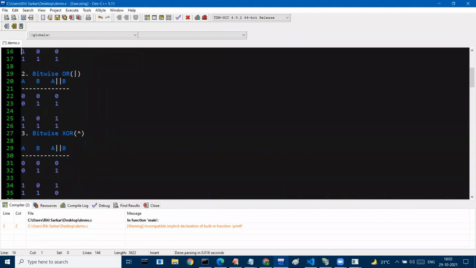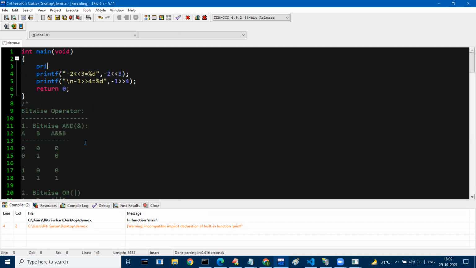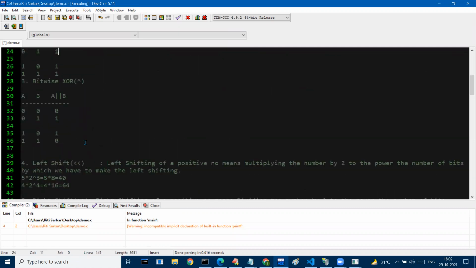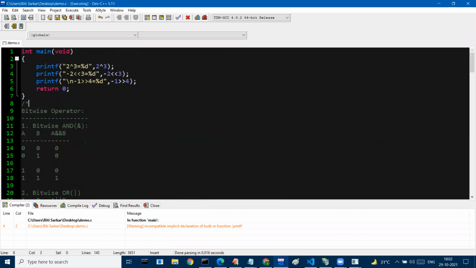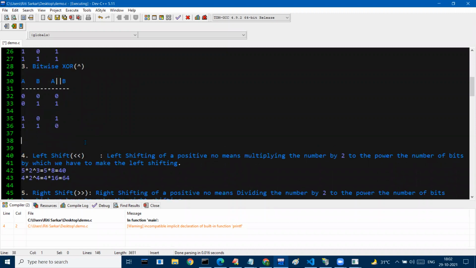Let us verify with one example. Suppose printf 2 XOR 3 is equal to percentile d. 2 XOR 3, what will be the answer? This is for the XOR operation. What will happen here? Bitwise XOR, example 2 XOR 3.